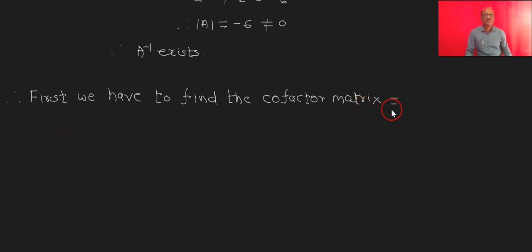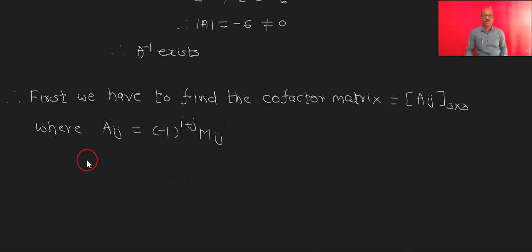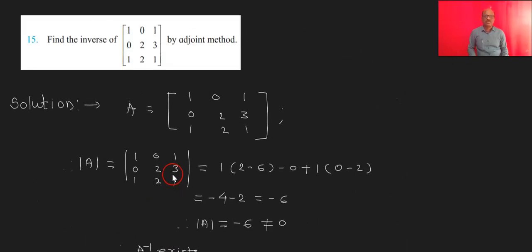That is equal to capital A ij, whose order is 3 by 3, where Aij is equal to minus 1 raised to i plus j Mij. Okay. Now here A11 is equal to minus 1 raised to 1 plus 1, and see this here A11. Delete the corresponding element, column and the row, then you will get 2, 3, 1, 2.